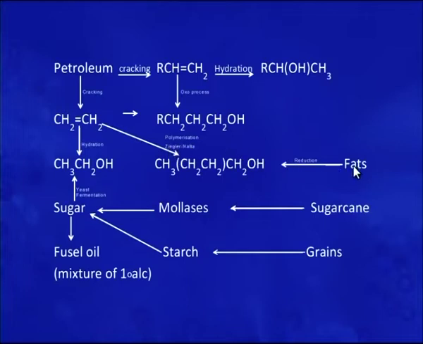Fats can also produce higher alcohols by saponification method. Here sugarcane produces molasses, which upon fermentation gives ethanol. Grains give starch, which upon fermentation forms ethanol. So, we have summarized all the industrial methods for the preparation of alcohols starting from petroleum or grains, sugarcane, etc.